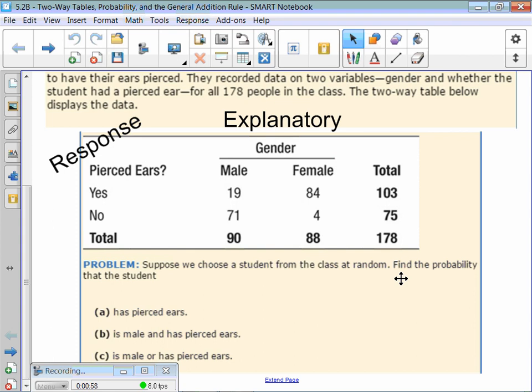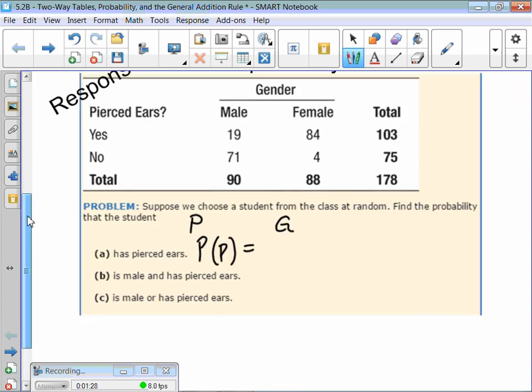Anyways, suppose we choose a student from class at random. Find the probability that the student has pierced ears. So first you can define your events, like we could do pierced ears and gender or something like that, and label them with capital letters, however you want to. So the probability that the student has pierced ears. I would say the probability of P happening, just the probability that they have pierced ears by looking at this table.